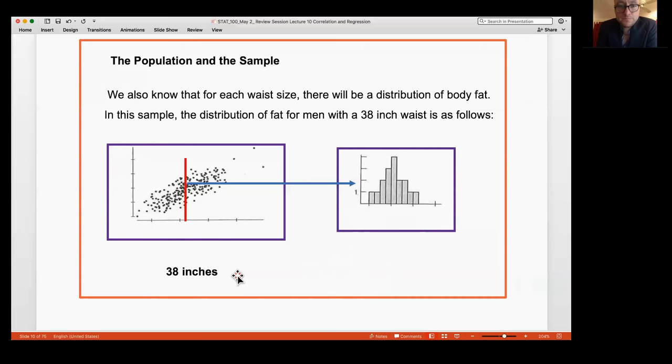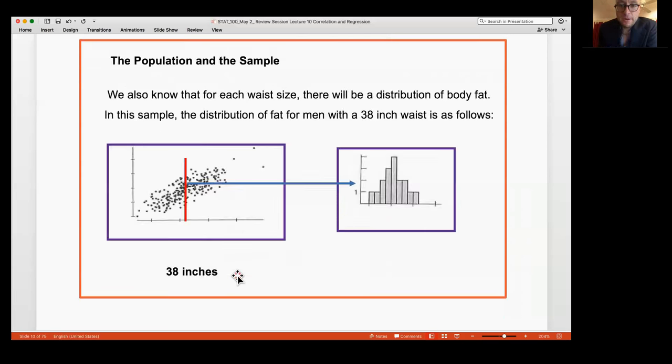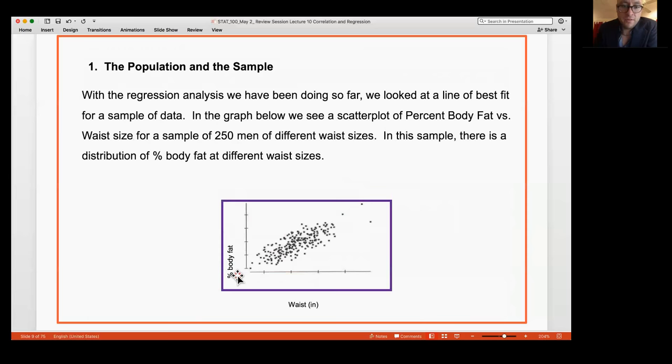Okay. And of course, there is a distribution of body fat percentage for different waist sizes along the regression line for the sample that looks like this. So that is to say, at each value of x, we can think about what the value of y would be. Remember what the units are. Remember the y-axis is a distribution of body fat percentage. So for each x here, there is a scatter plot or distribution for each one of these.